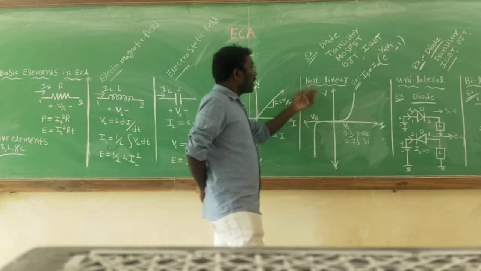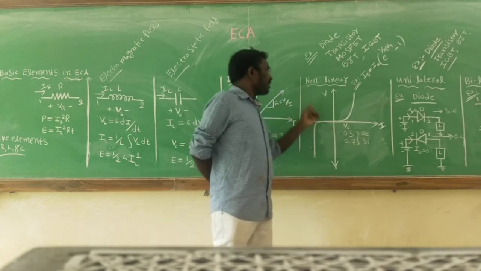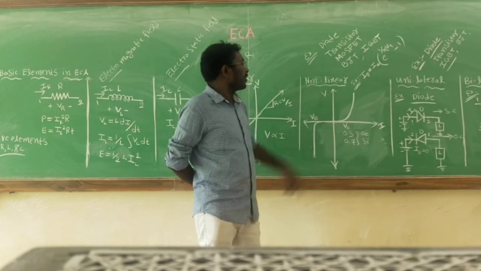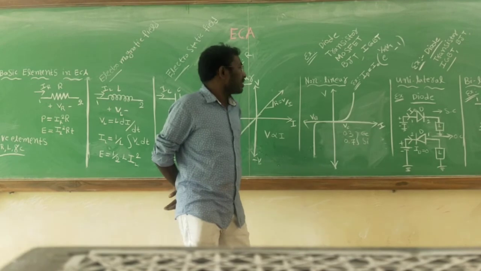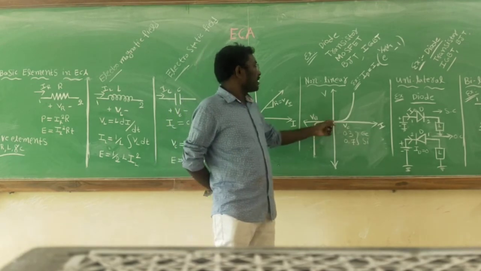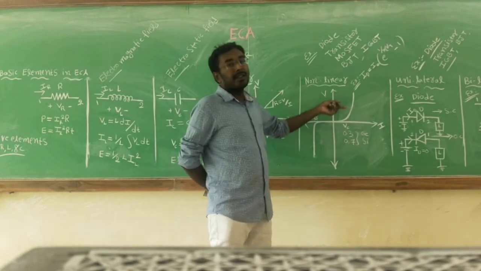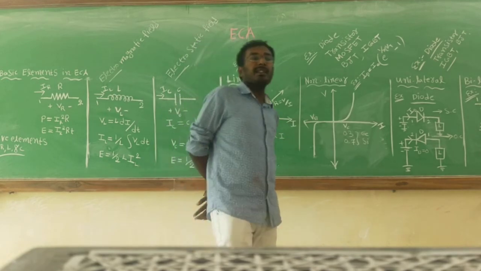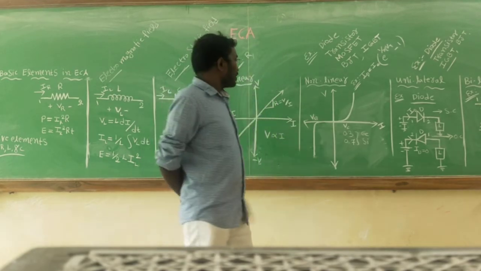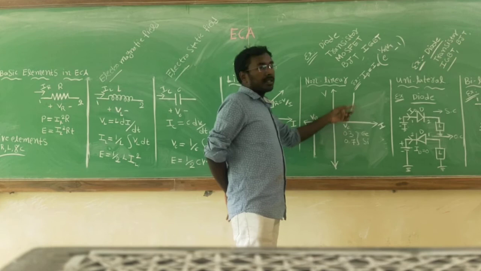Okay, so non-linear system. In a non-linear system the slope is not constant, it is changing, just like in a parabola. Y is equal to x square, that is called a parabola, so the exponential term.